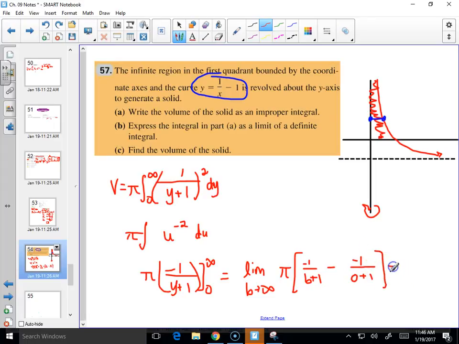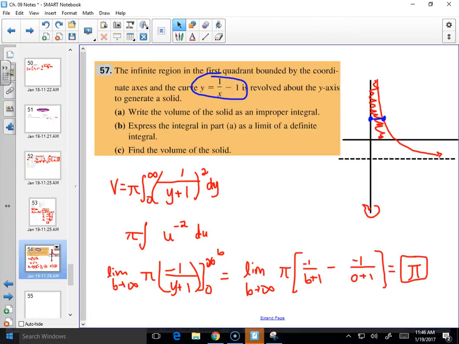How's it looking? Because it's the limit as b goes to infinity, so we change that to a b and then we put the limit. There we go. Plug in our b, got it. Plug in our 0, got it. As b goes to infinity, that's a 0, minus negative 1, so plus 1, and 1 times pi is pi. Pi is the volume of the infinite region revolved about the y-axis. That's interesting. Alright.